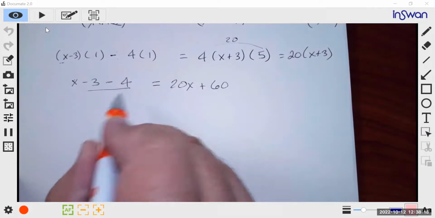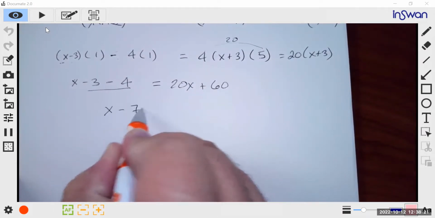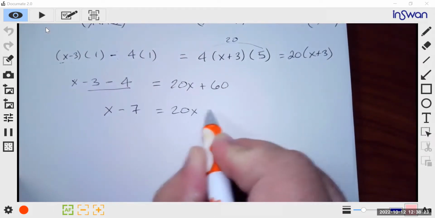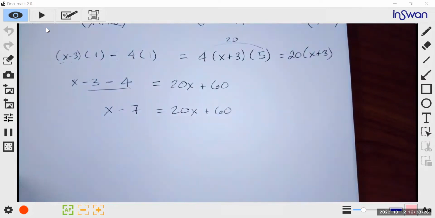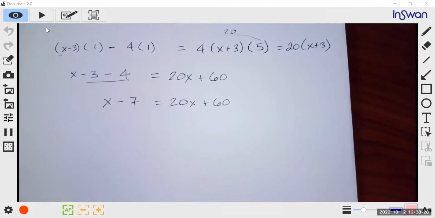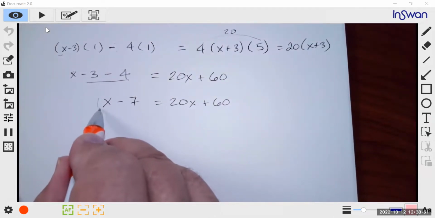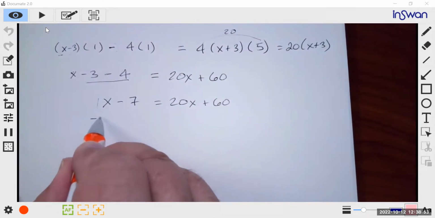Combine like terms. x minus 7 equals 20x plus 60. Which one do you move? Move the 60 to the left side? No. Why not? Because what are we solving for? x. x is the important thing. Do we have all the x's on one side? No. So which x do you move? The smaller one. This is 1x. So how do we get rid of the 1x? Subtract 1x.